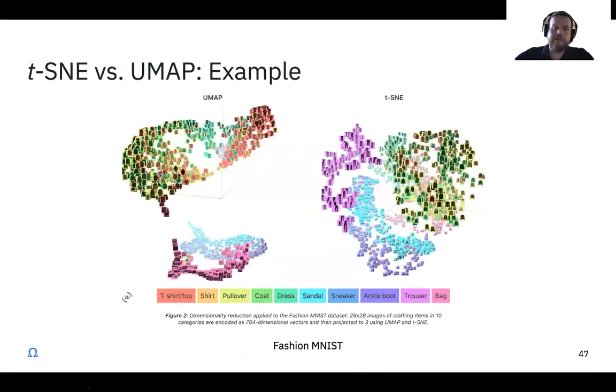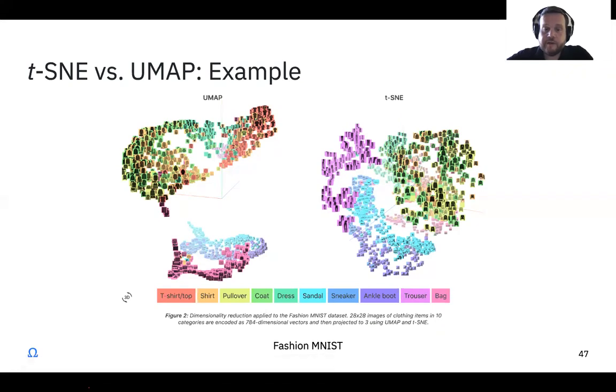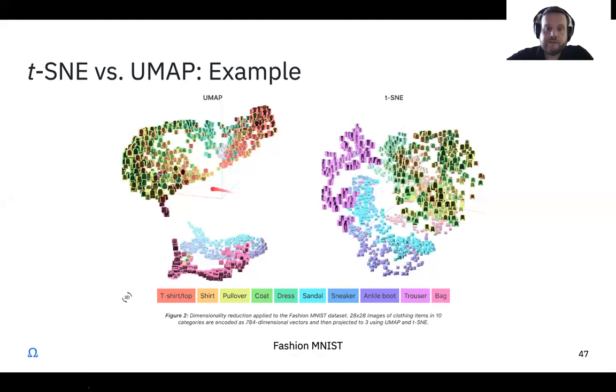If you would like to compare TSNE to UMAP, this data set is called the fashion MNIST. So it's again 28 times 28 images of 10 classes, but each of those classes, instead of being digits, are pieces of clothing. So t-shirt, shirt, pullover, coat, dress, sandal, sneaker, and so forth. And we see how the dimensionality reduction works for data that is slightly different from the digits side by side.